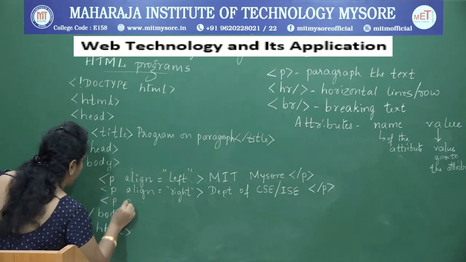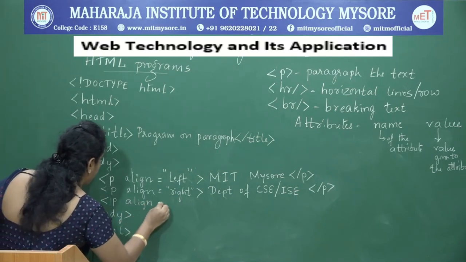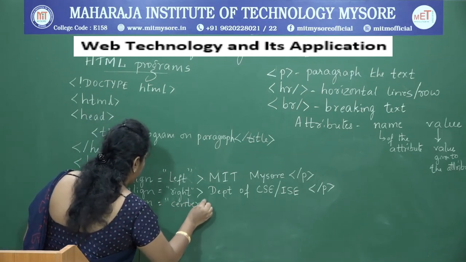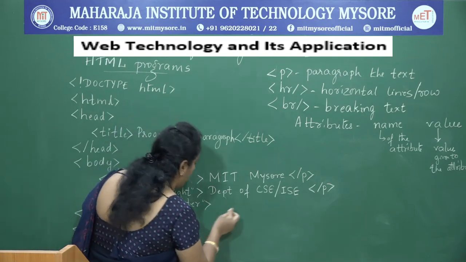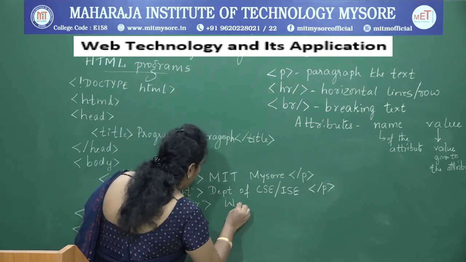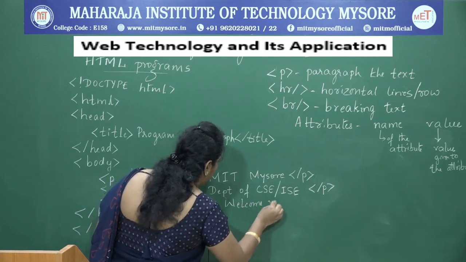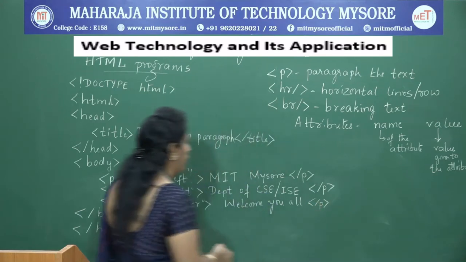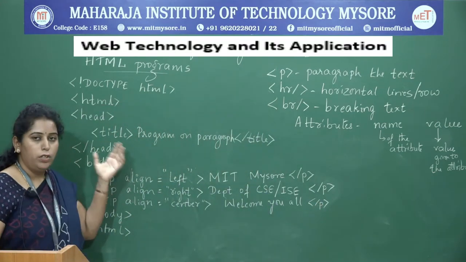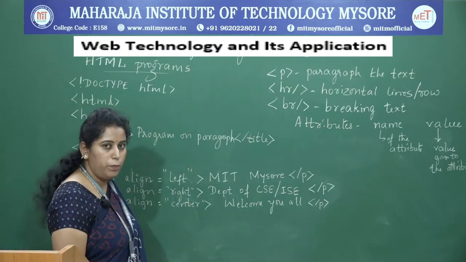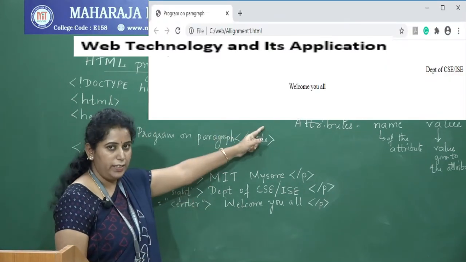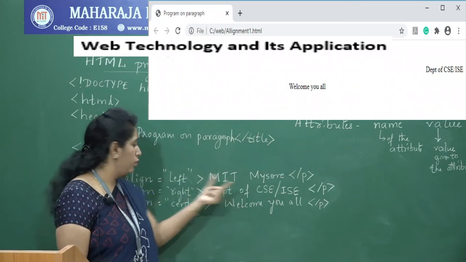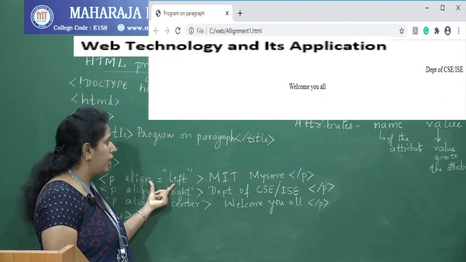Then align center. I'm giving the message, welcome you all. Okay. So once you run this HTML program, you can get an output in this way, where the first message I am printing was MIT Mysore with attribute left. Is it right? Left alignment.